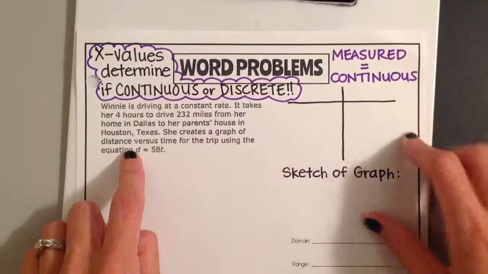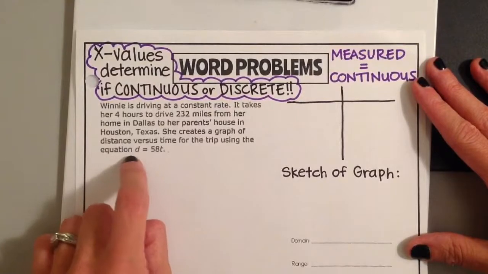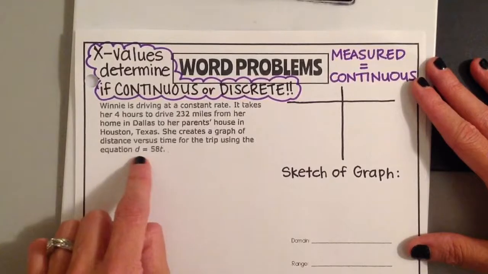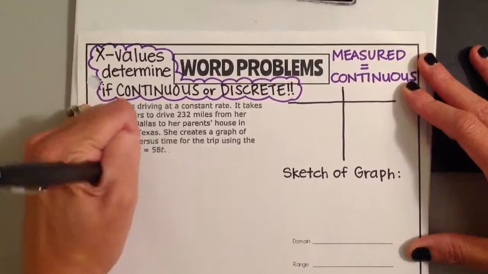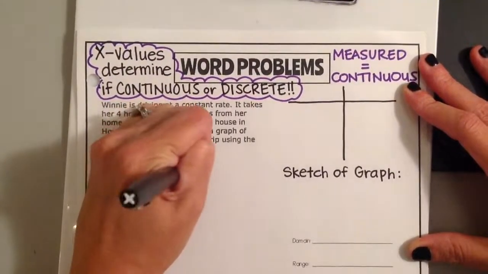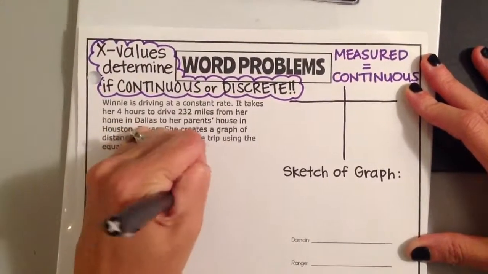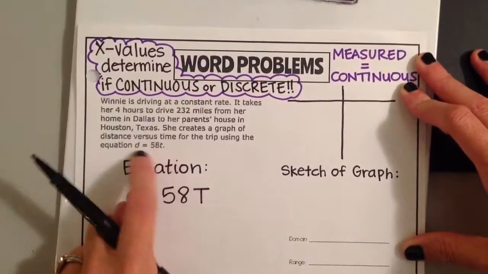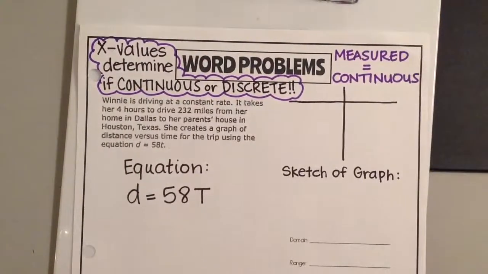So we've got a problem here. Winnie is driving at a constant rate. It takes her 4 hours to drive 232 miles from her home in Dallas to her parents' house in Houston, Texas. She creates a graph of distance versus time for the trip using the equation d equals 58 times the value of t. So the first thing I want to do is recopy your equation if they give you one. Now, you're going to recognize an equation because you are going to see the equal sign. That equation is going to be helpful to you because now you can identify your domain.